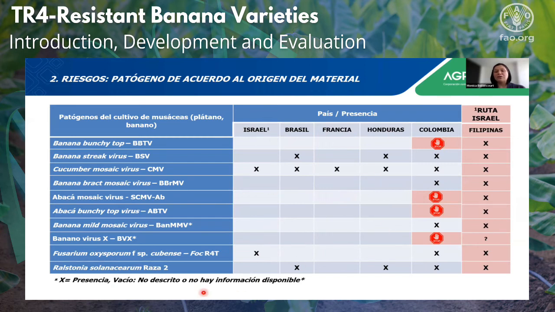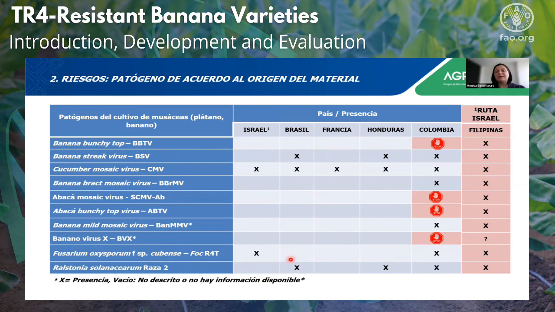En algunos casos no se tiene información sobre esos virus en esas zonas del mundo, pero empezamos a definir que los riesgos para Colombia definitivamente eran el bunchy top, el virus de la vaca y el virus X, que no estaban descritos en el país. Pero además sabíamos que, aunque estos lugares de procedencia no nos daban alerta, como algunos de los materiales, sobre todo de Israel, tenían un camino, es decir, venían desde Filipinas, nuestro riesgo era muy alto de que pudieran entrar algunos de los virus.